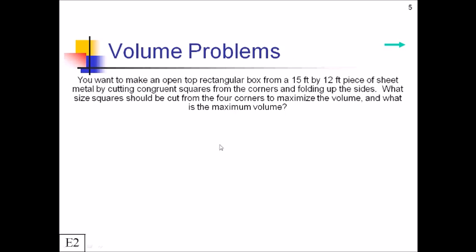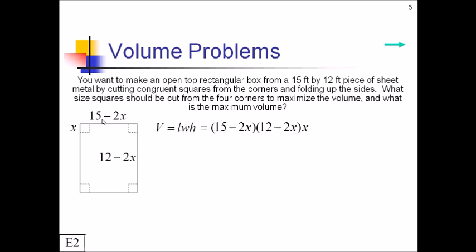All right, now that you've gotten a chance to tackle this on your own, here's our diagram, the cutout squares rectangle diagram. You'll be drawing this one a lot. We got an x here. This will be 15 minus 2x, or you could make that this side. It doesn't really matter. If this is 15 minus 2x, then the other side is 12 feet minus the 2x squares that we took out. Volume, we've got 15 minus 2x times 12 minus 2x times our height of x.